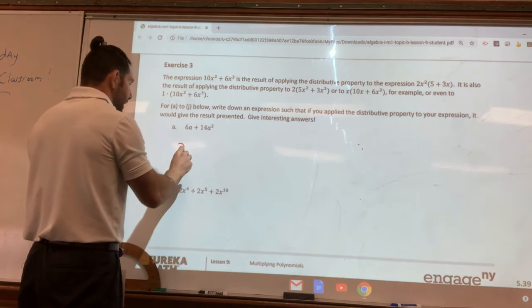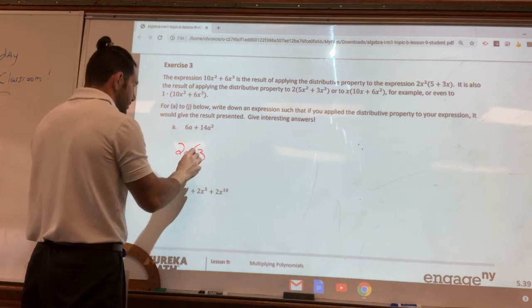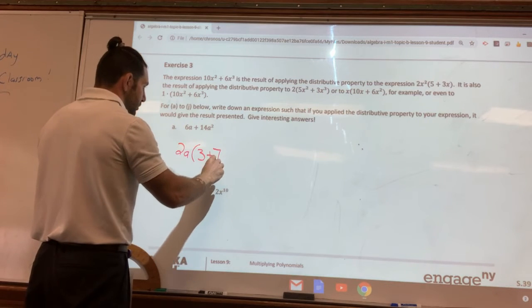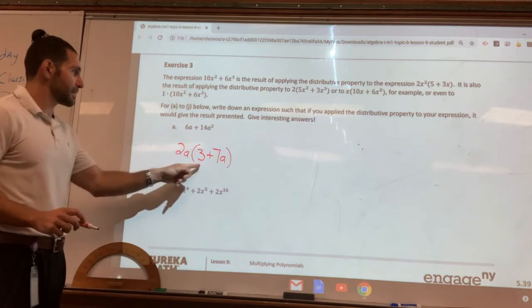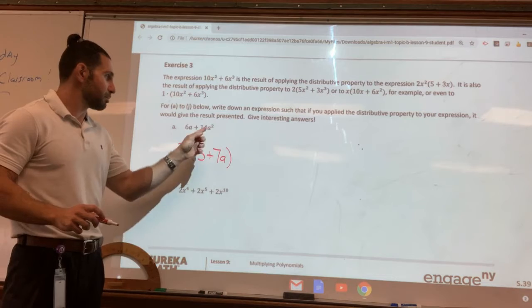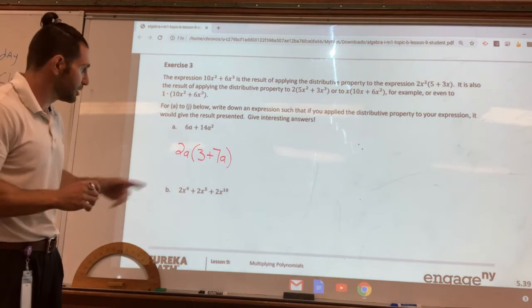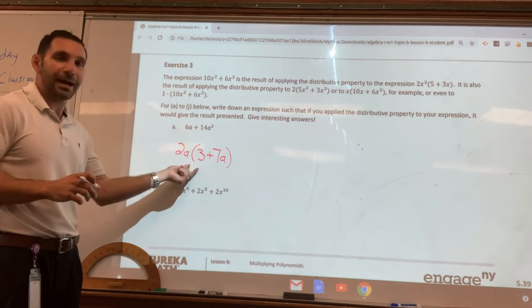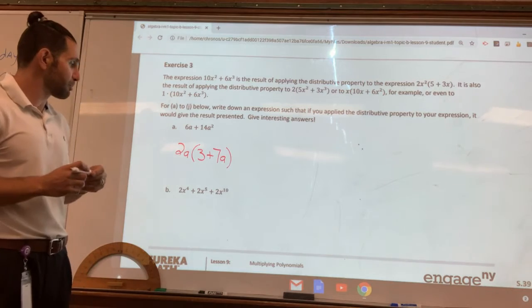I know that I can multiply 2a by 3 and times a 7a. 2a times 3 is 6a. 2a times positive 7a is 14a squared. This is what you're doing. You're trying to break out something so that it's the distributive property.